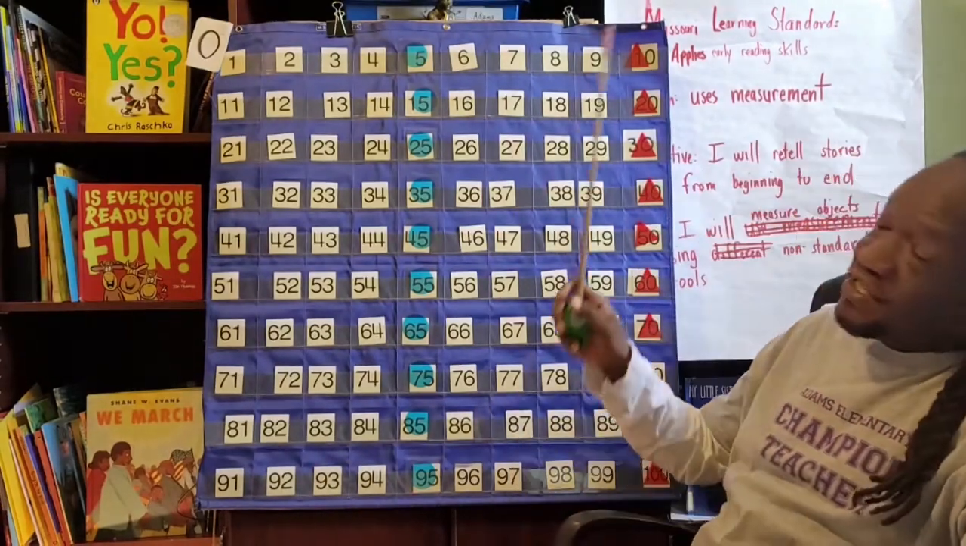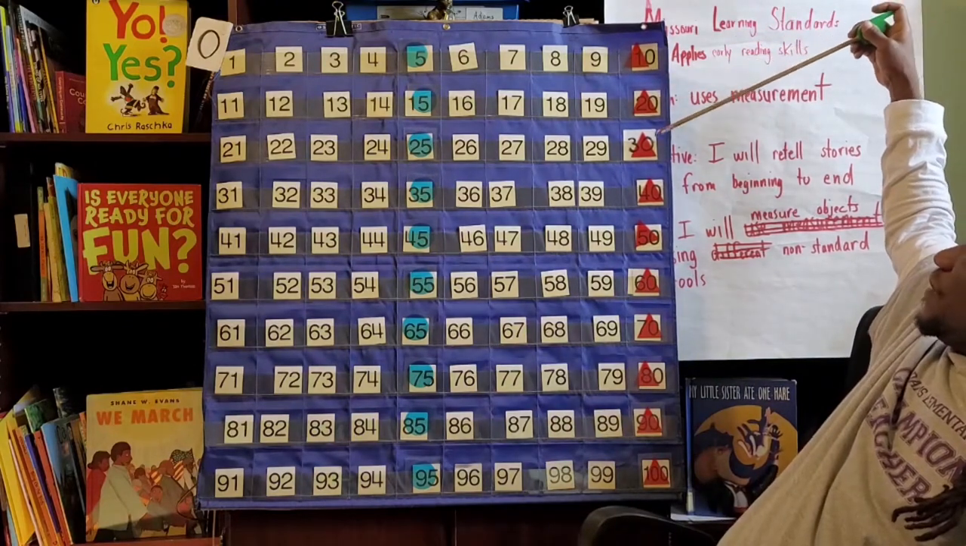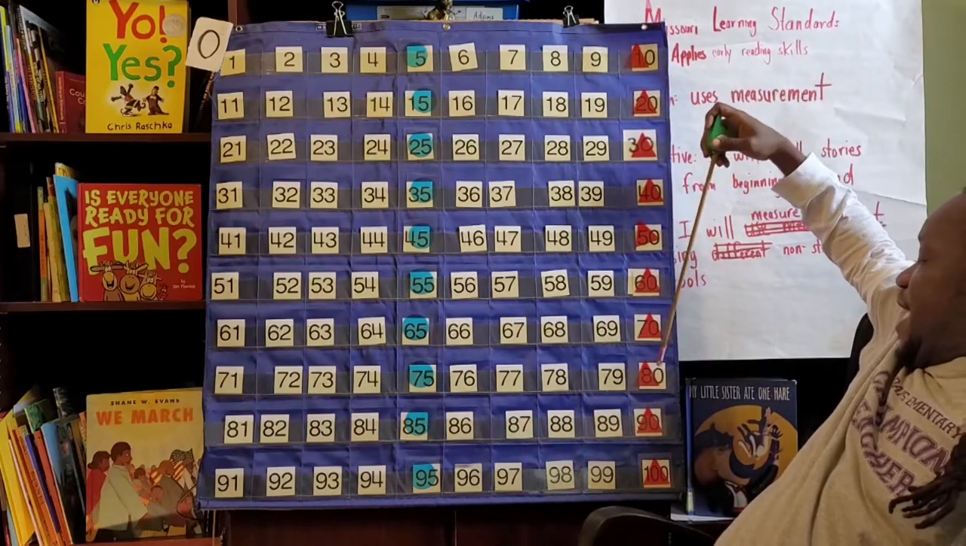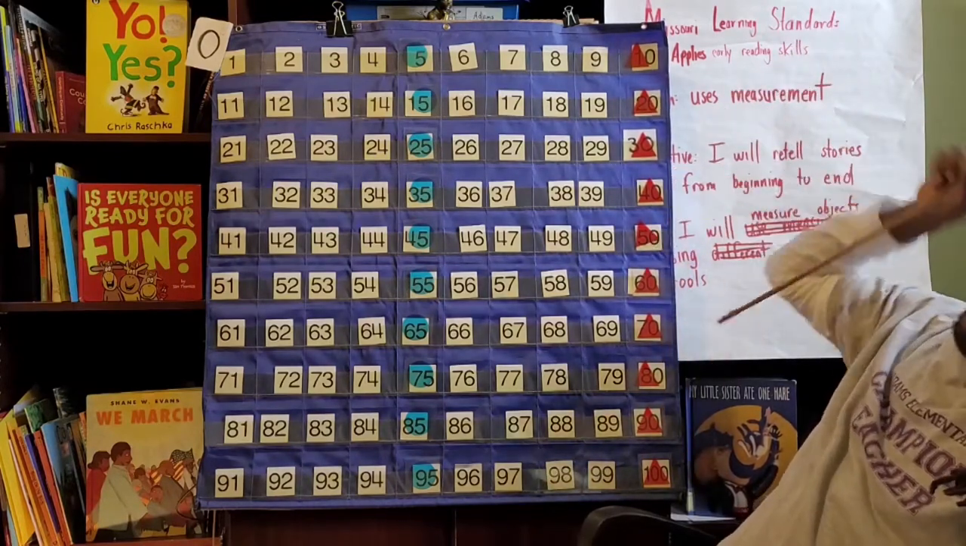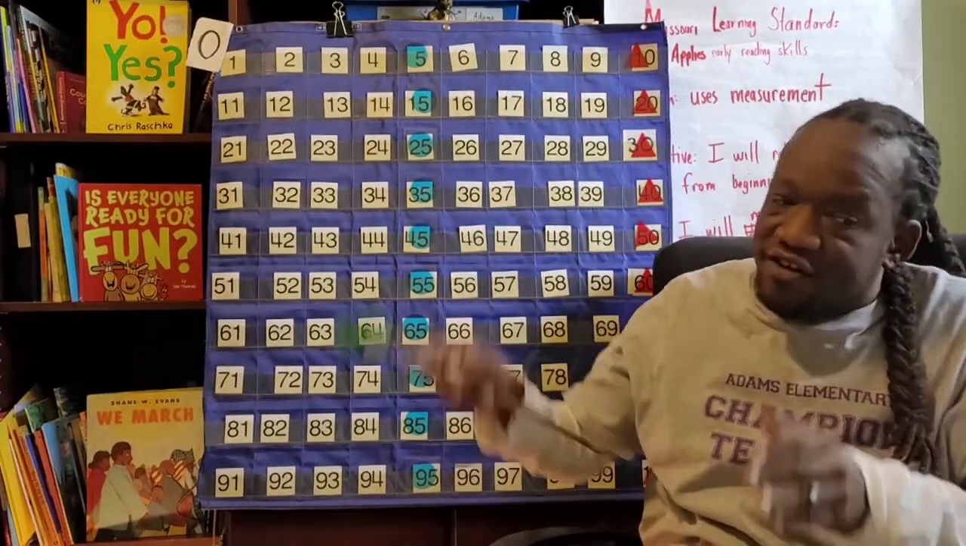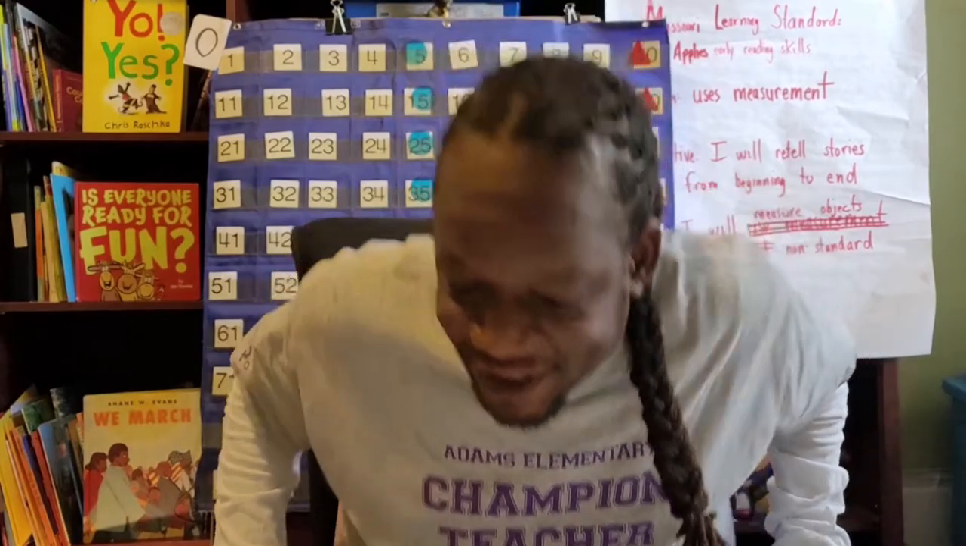All right, let's count by tens to 100. 0, 10, 20, 30, 40, 50, 60, 70, 80, 90, 100. Oh, y'all know they do the 100 dance. Oh, make up your own dance. Send me a picture of it.